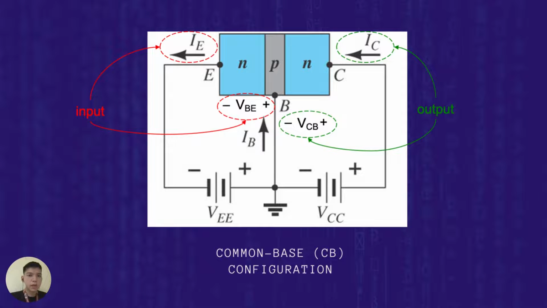And then, in CB configuration, the input terminal is between terminal E and B due to the ground at B. And the output terminal is fixed between the terminal C and B. So, ang imong input, as you can see, is from your emitter and sa imong base, while ang imong output is from your collector o sa imong base.